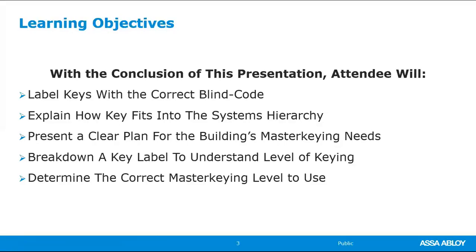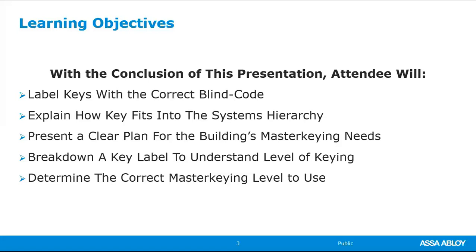Now, hopefully, at the conclusion of this presentation, you'll be able to label keys with the correct bitting code. Many of you have seen that on the back of keys before: AA1, 2AA, A2. So we're going to go over what this means. We're also going to, at the end of the class, I hope you're going to be able to explain, once you look at a bitting code, where that key fits in the hierarchy.